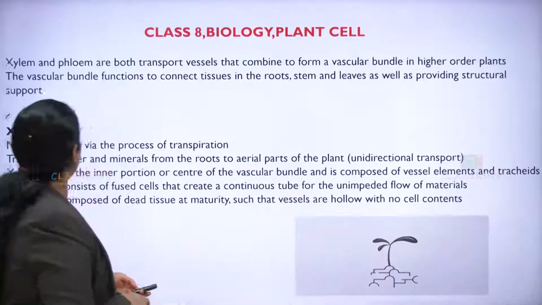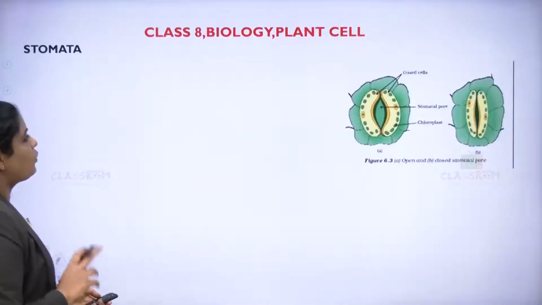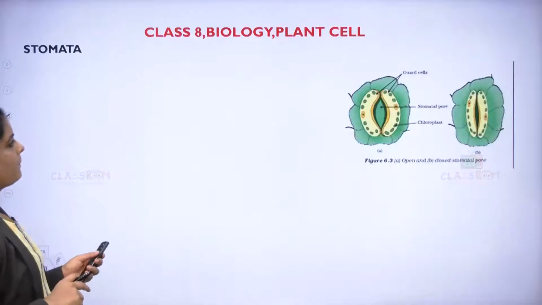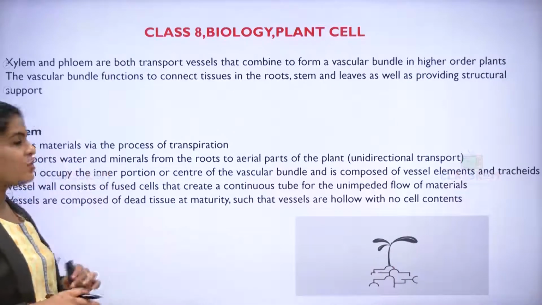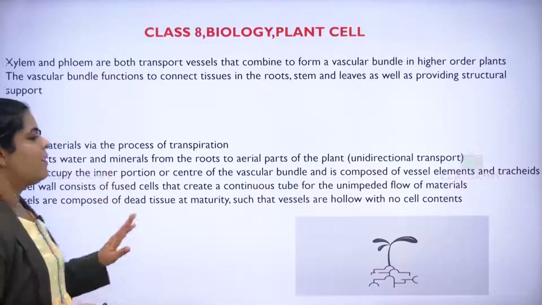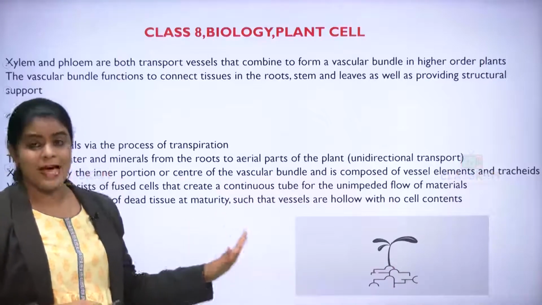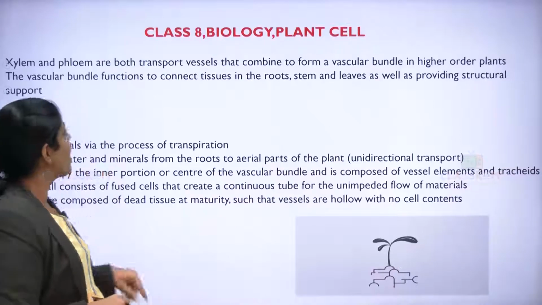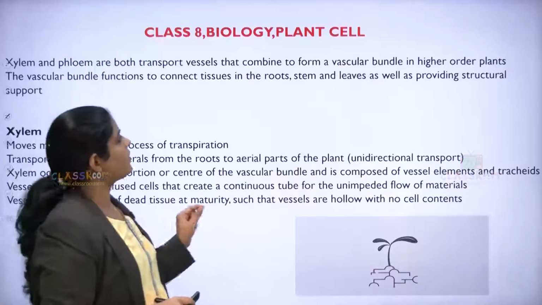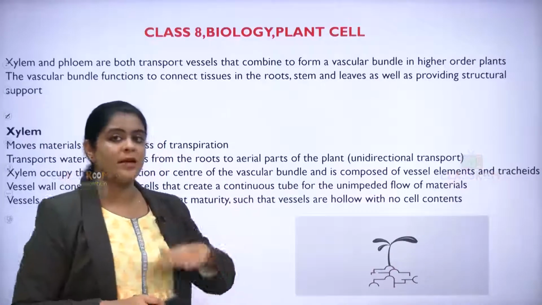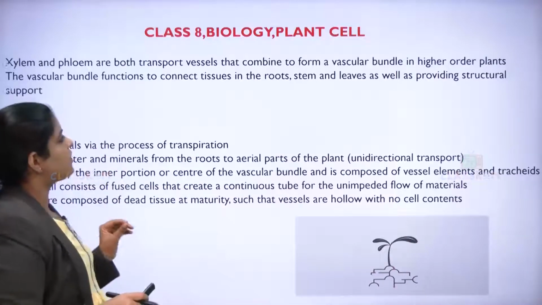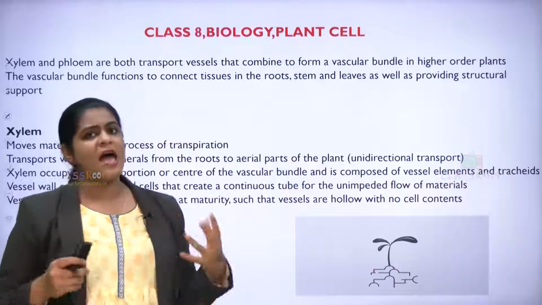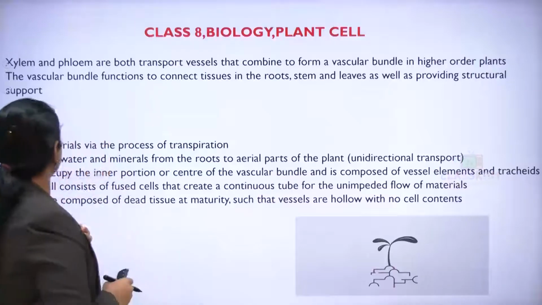Alright. So let us see about one more structure, that is xylem, phloem. We have already discussed, but there's one more structure, stomata, which we need to talk about. But first let's be done with xylem and phloem. Xylem and phloem are the vascular tissues and they are transport vessels that combine to form a vascular bundle in higher order plants. The vascular bundles function to connect tissues in roots, stems, leaves as well as they provide structural support.